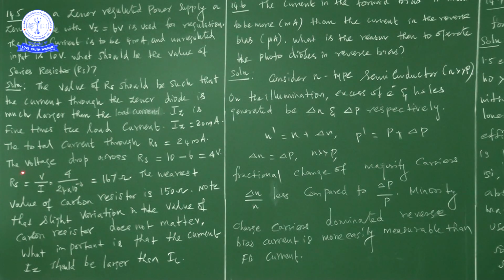Then we can calculate the voltage drop across the series resistor. They are giving the sum: the unregulated input voltage is 10 volt, and the voltage across the Zener is 6 volt. The remaining potential will be present across the series resistor. So input is 10 volt, and the voltage across the Zener is 6 volt.